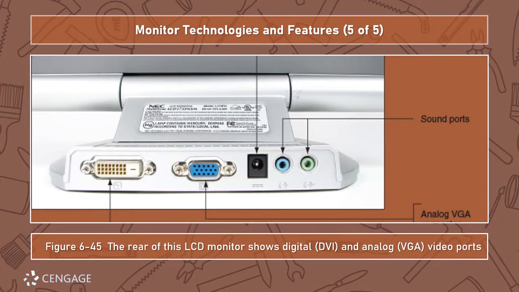So here we can see the rear of this LCD monitor showing analog VGA and digital DVI. It does not have the analog pins on the DVI in order to assist with what's called a DVI-I transmission. We also see that it's got audio ports included, so that may be useful depending on what your particular configuration is.